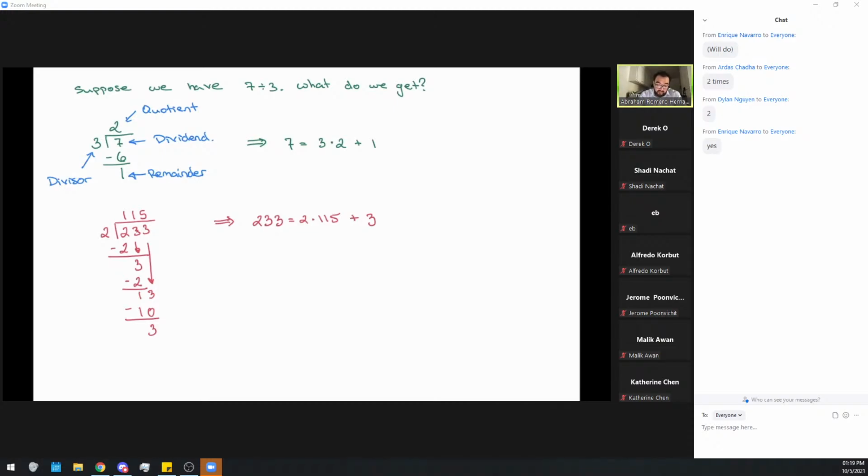Okay, so what I'm doing is taking the quotient times the divisor, and then adding the remainder. And in the end, that's going to give me the dividend. That's all I'm doing.